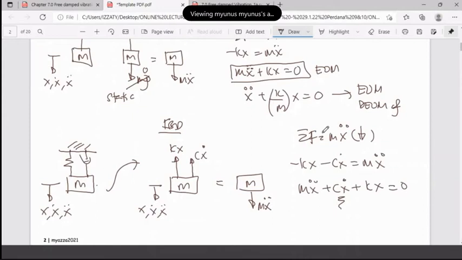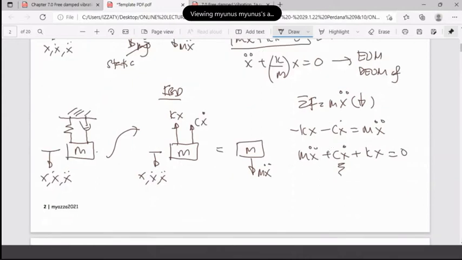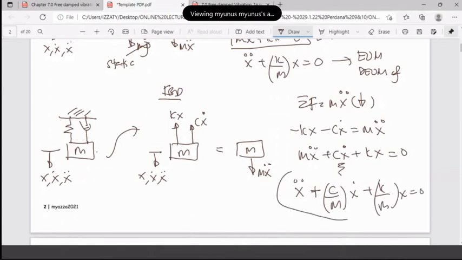Correct? And again, you can also rearrange this equation to become x double dot plus c by m x dot plus k by m x equal to 0. Now this is the new equation, which is the equation of motion of the system that we are dealing with. Or perhaps we can also call it the differential equation of motion of the spring mass system with damping.